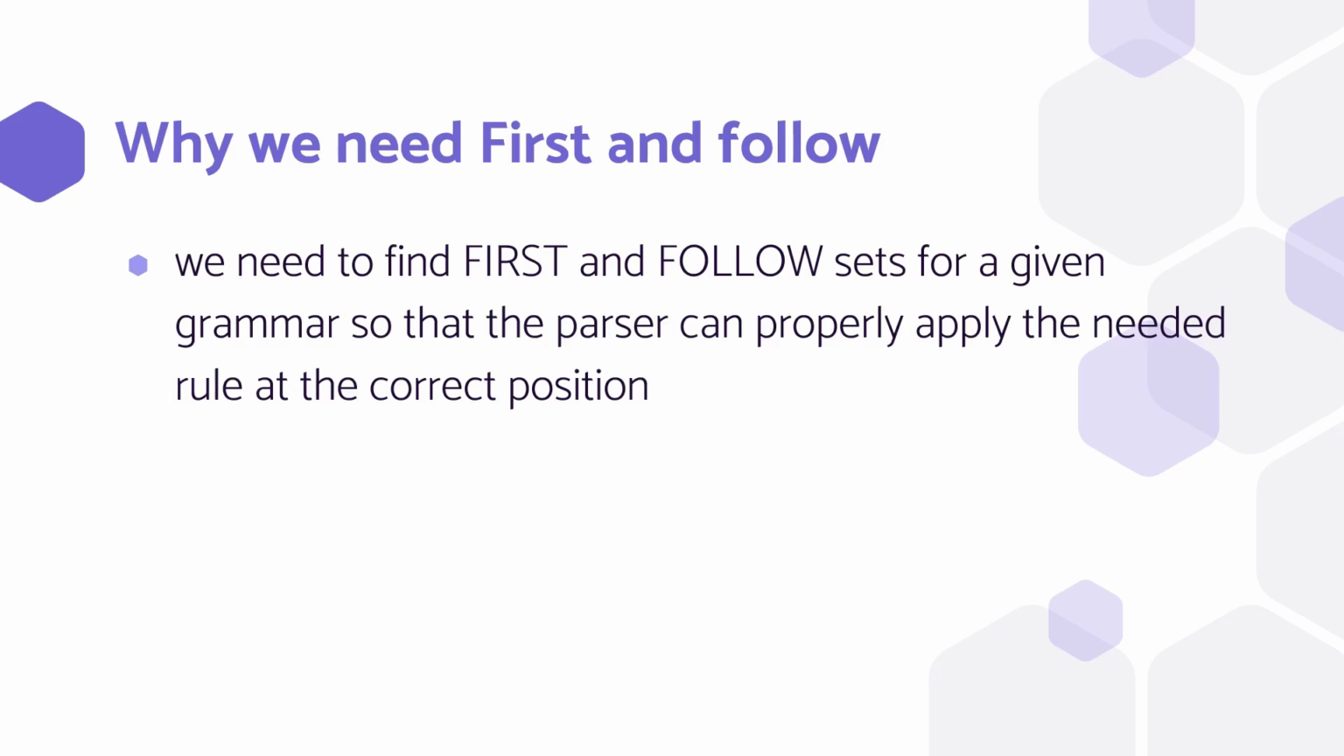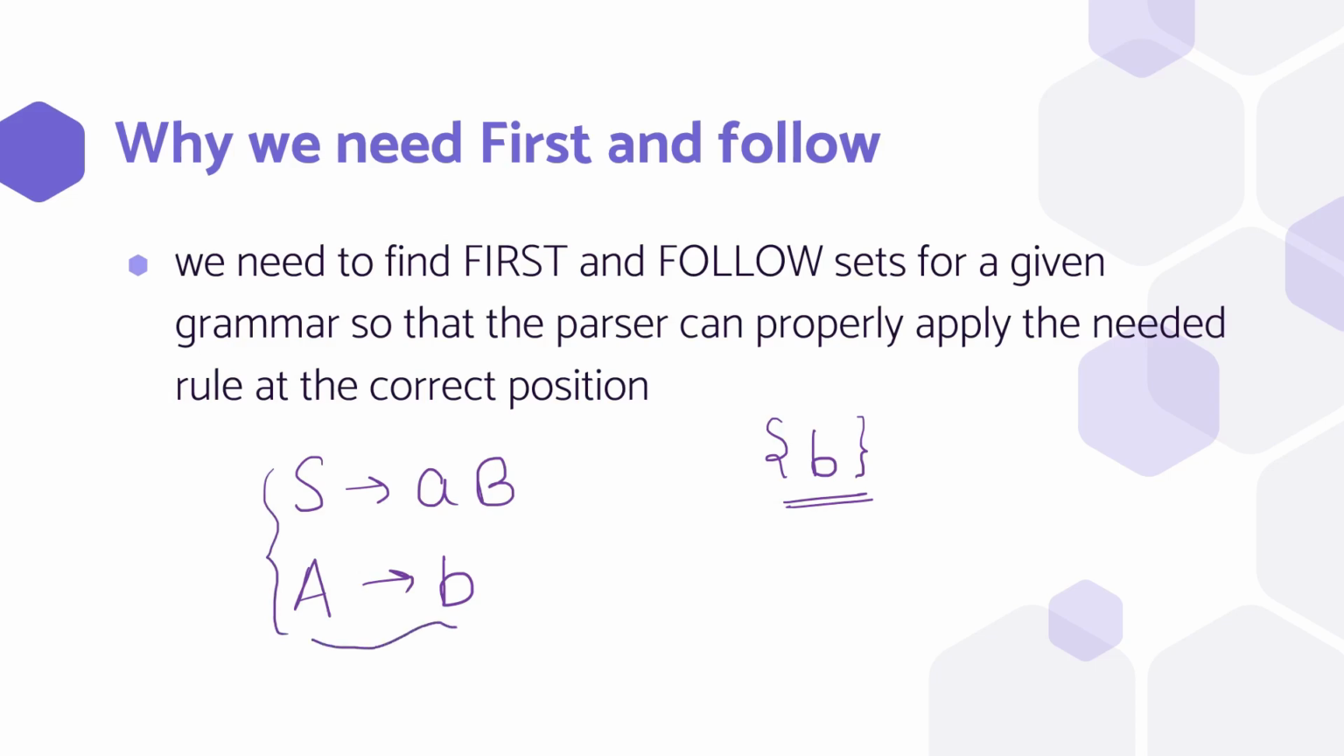output. Say, for example, I have a production which tells me S gives AB, and another production which tells me A gives B, and I have to produce a string which is B. So here there are just two grammar rules and I have to produce B. You can see here that A will be producing B. The compiler will use these two functions in order to justify which of these two grammar rules it should use in order to produce this particular string.